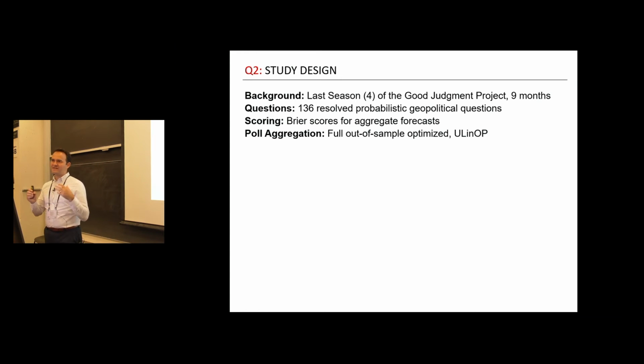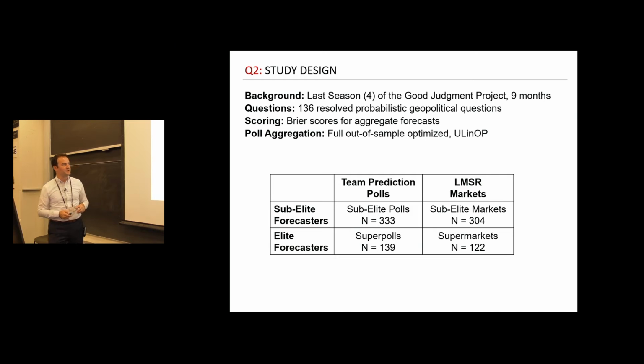One was extremized weighted mean aggregation, and the other one was ULINOP, or unweighted linear opinion pool. We basically take the simple mean of everyone who provides a forecast without any weighting or extremization. So it was a 2x2 structure: sub-elite forecasters, larger crowds of about 300 forecasters, versus the elite groups that were approximately 120 to 140 forecasters. They were either in team prediction polls, so teams of about 12 to 15 individuals, or in a supermarket, which was the LMSR market that runs with the pre-selected traders.